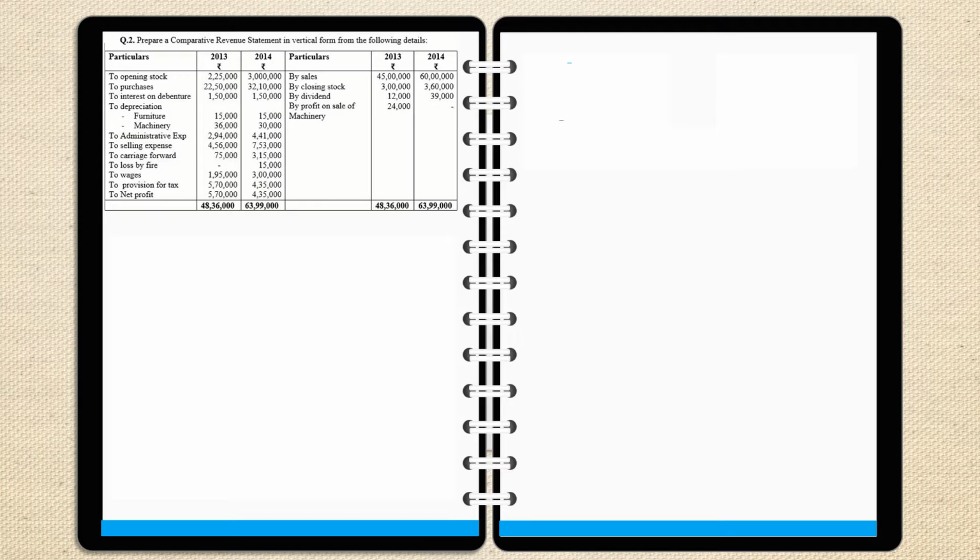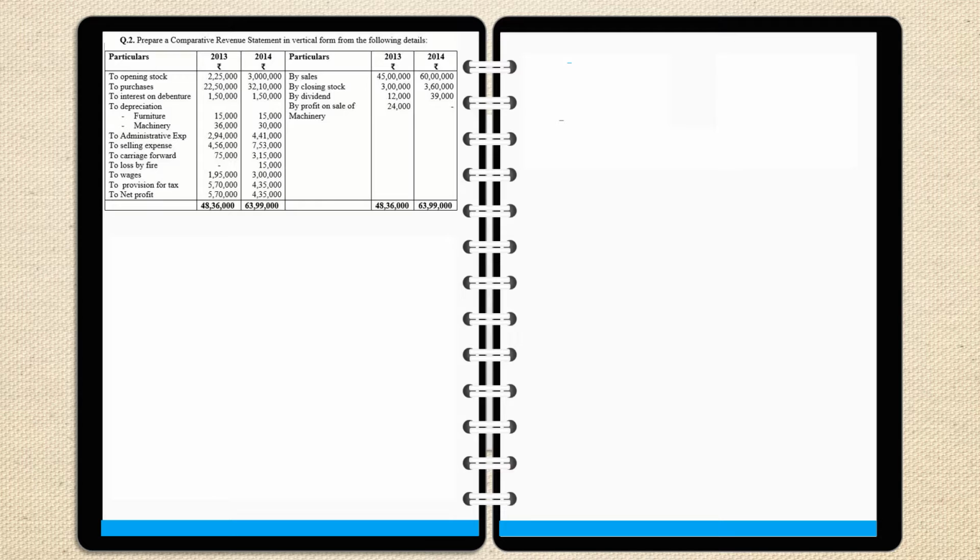So read it. Prepare a comparative revenue statement in a vertical form from the following details. We have given the opening stock, purchases, interest on debentures, depreciation on furniture, depreciation on machinery. Then we have advertisement, administrative expenses, selling expenses, carriage forward, loss by fire, wages, provision for tax. Then on the credit side we have sales, closing stock, dividend, profit on sale of machinery, etc. So this is the information given in the question.